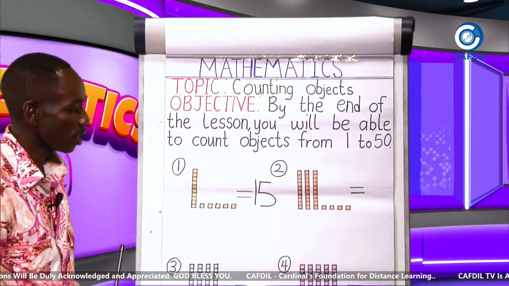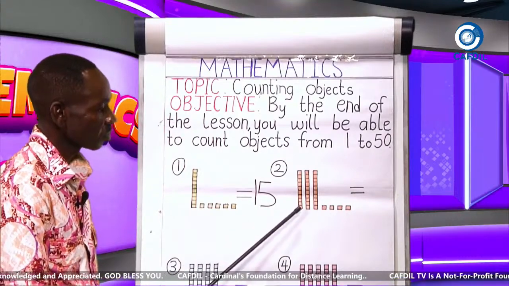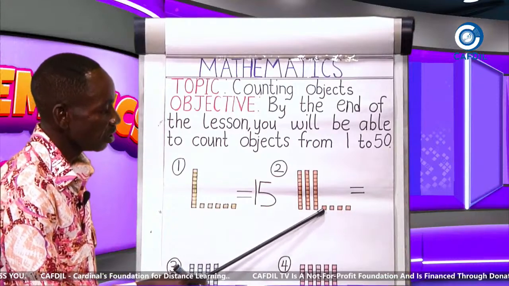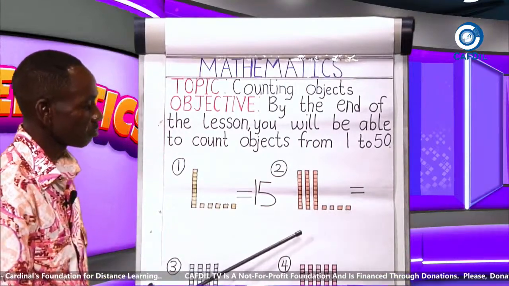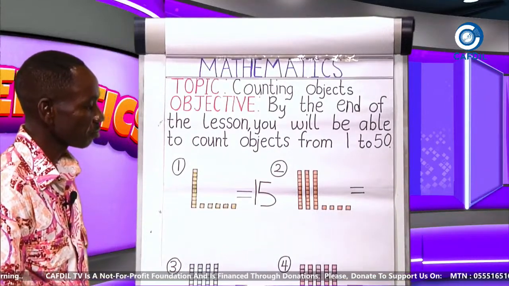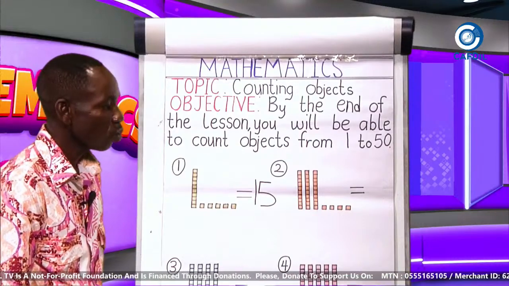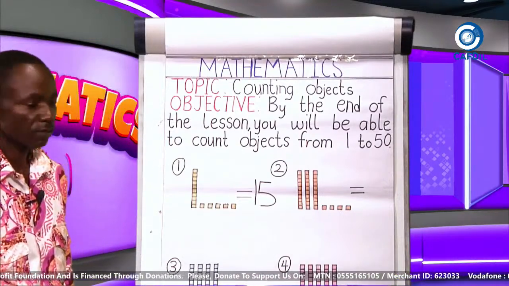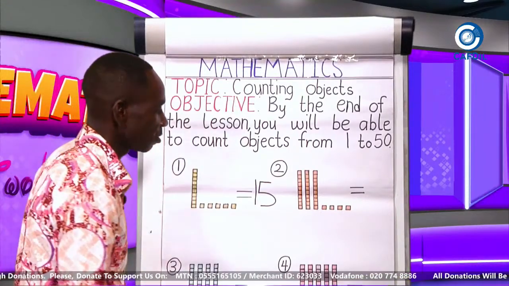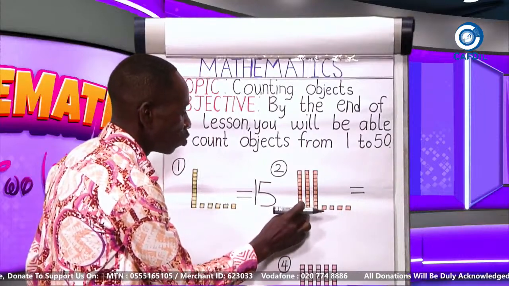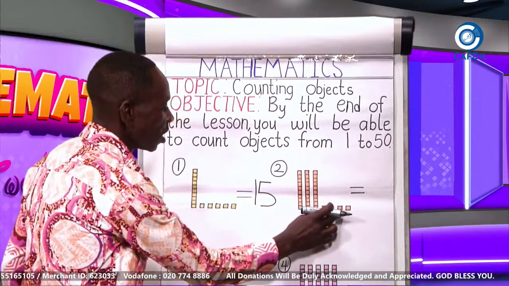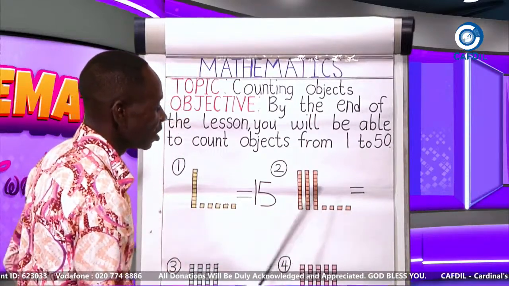Let's look at number 2. I have 3 longs and then 4 cubes. 3 longs and 4 cubes. What will this be? 34. Well done. 10, 20, 30, 31, 32, 33, and then 34.